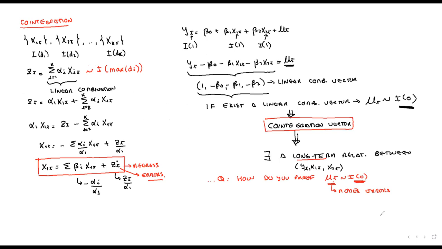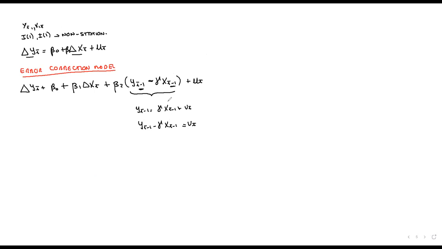So what I'm interested in is to verify that this one here is I(0). So the relevant question is: is it I(0)? So is it stationary? If yes, guys, this implies that you have a long-term relationship. And this implies that your vector (1, minus gamma) is your cointegrating vector. Cointegrating vector and cointegration relationship are the same.